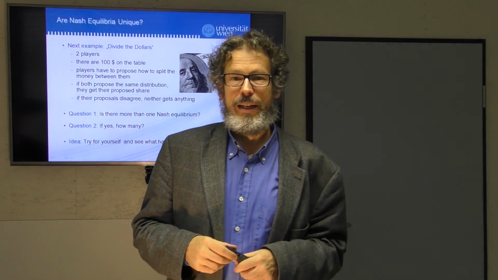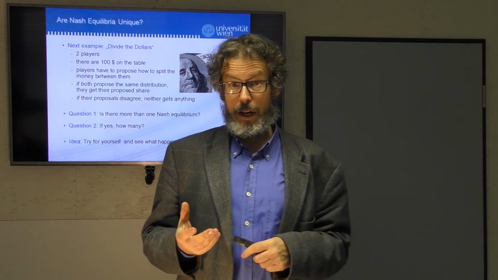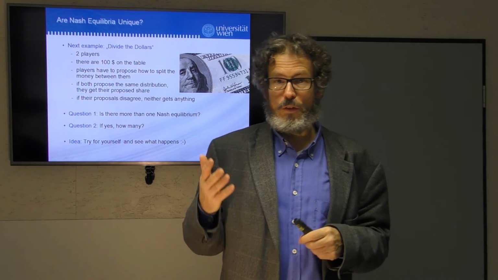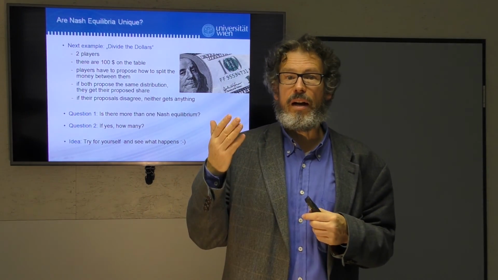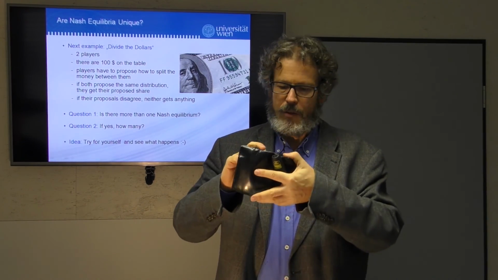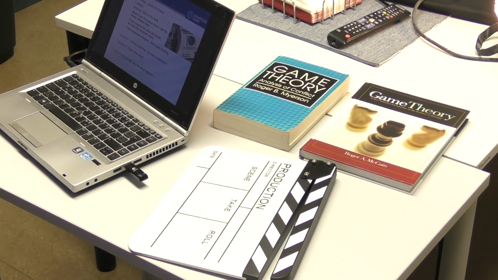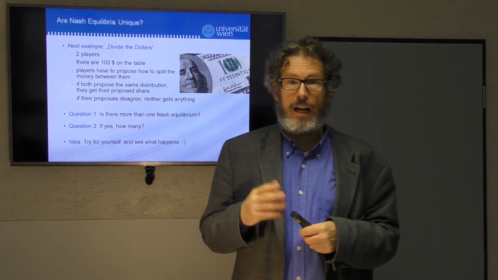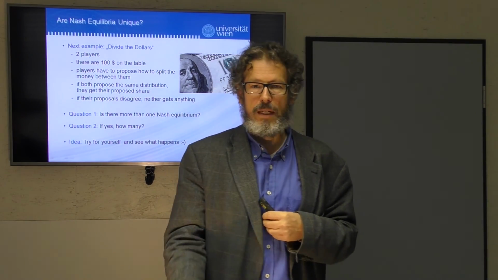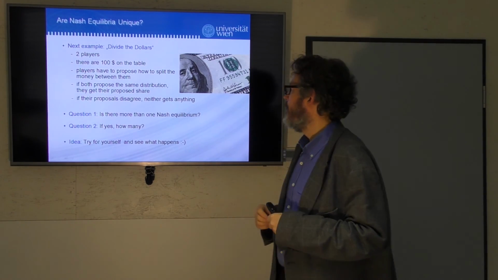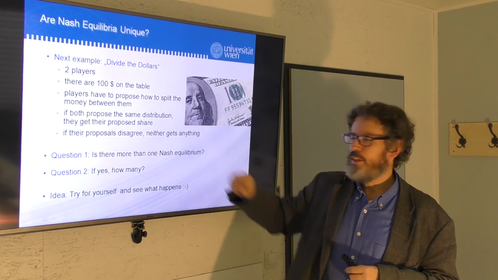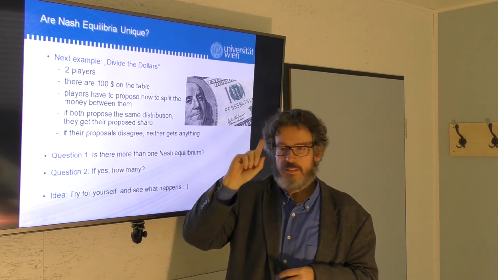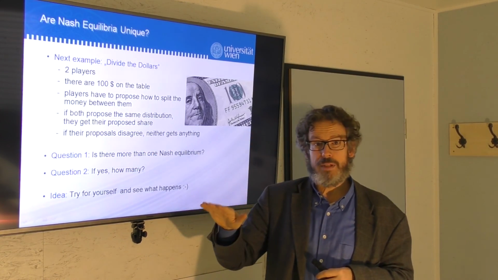As a final example for today, we will consider a game called Divide the Dollars. This is a very interesting game, and it will serve us as a guideline also for later lectures. The game goes as follows. You have 2 players, and there are $100 on the table. Well, I don't have $100, so let's say it's 10 euros. Put them on the table. And now the players are asked individually to propose how to split this amount of money. If both of them propose the same distribution, the same split, they get what they have proposed. However, if their proposals disagree, neither of them gets anything.